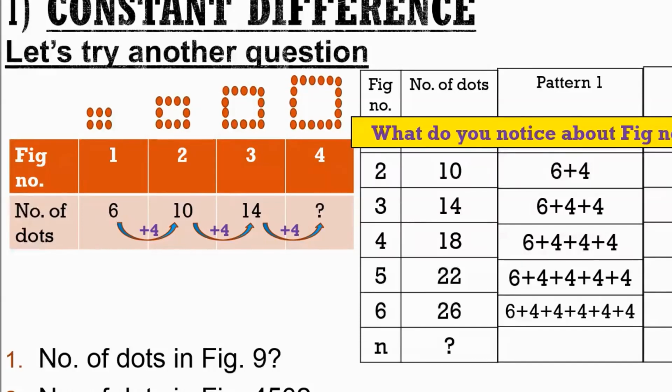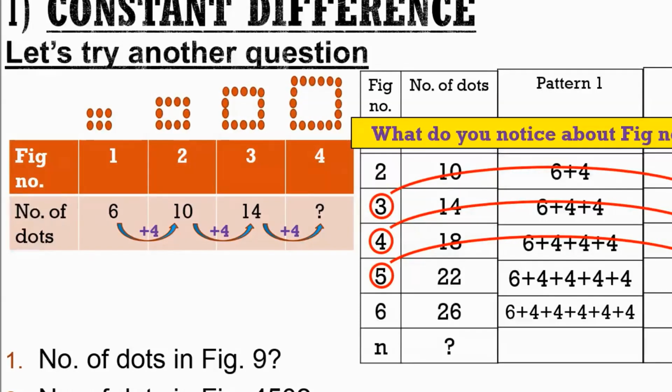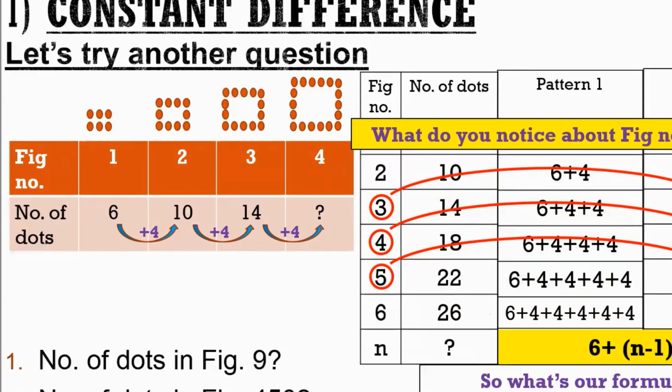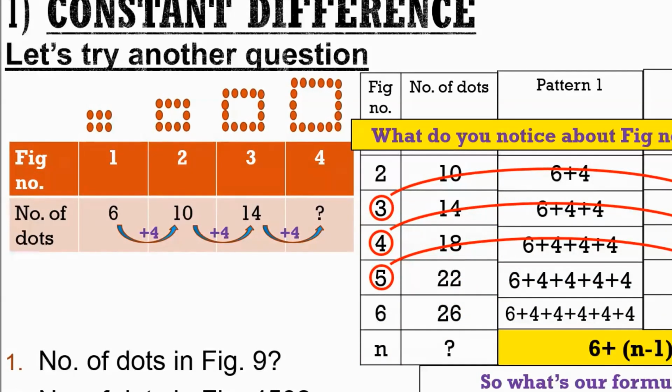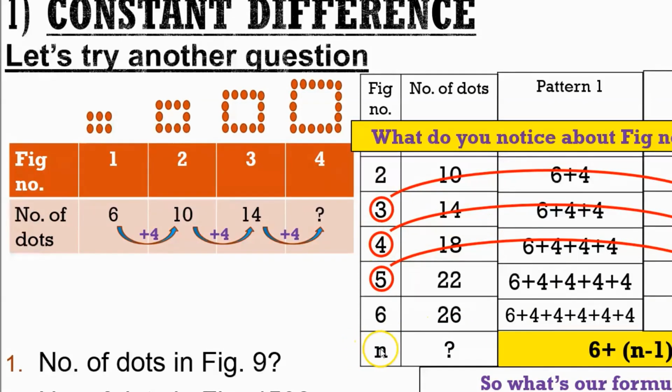So what do you notice? So very similar to our previous question. If this is n, this will be 6 plus n minus 1. Because you see here 5 minus 1 give you 4. 4 minus 1 give you 3. So if this is n, so this must be n minus 1.